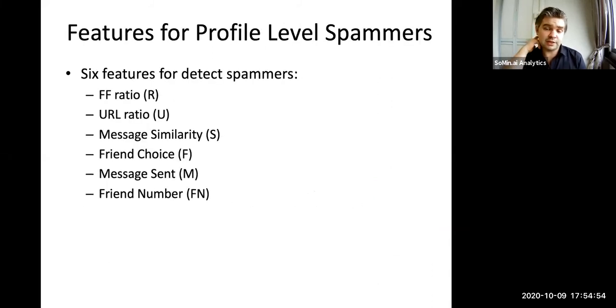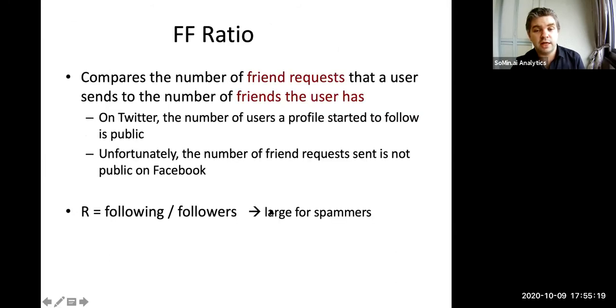And there are features on the profile level, or on a bot level, that can be used: the ratio, the connection, the URL ratio, the message similarity, the friend choice, like who you choose to follow and who chooses to follow you, how many messages you send, how many friend requests you have made. The following-follower ratio is basically the ratio of how many people you follow to how many follow you.